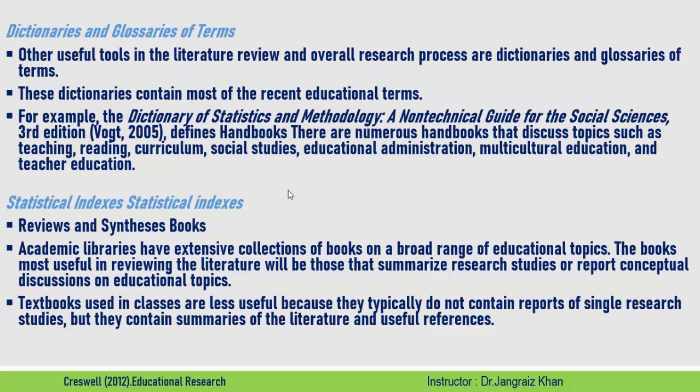Similarly, other places for your literature review can be dictionaries and glossaries of terms. Other useful tools in the literature review and overall research process are dictionaries and glossaries of terms. These dictionaries consist of most of the recent educational terms. For example, Dictionary of Statistics and Methodology, a non-technical guide for social sciences, 3rd edition, 2005.